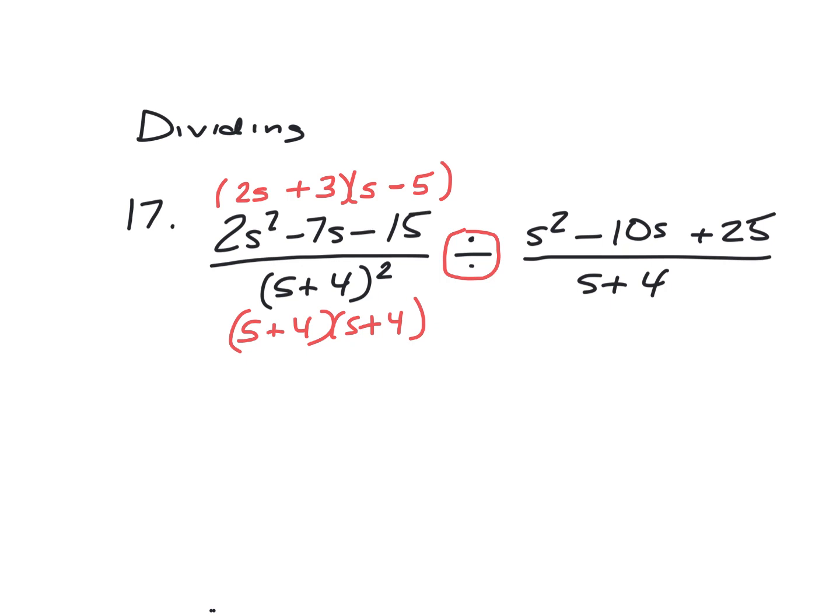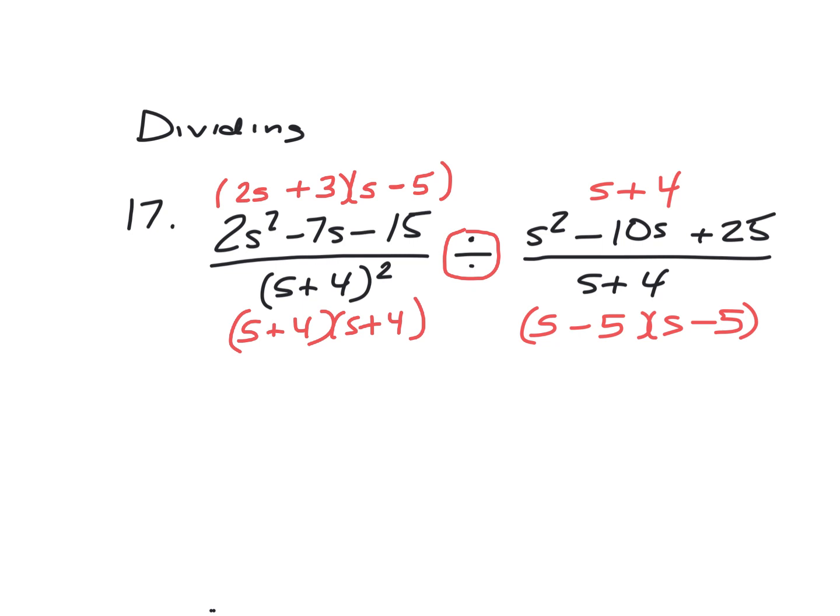And now I'm going to flip this one. So this s plus 4 is going to go up on the top. And I'm going to factor this s squared minus 10s plus 25. If you remember, this is a perfect square trinomial. So I'm going to have s and s. Both signs are negative. 5 and 5.